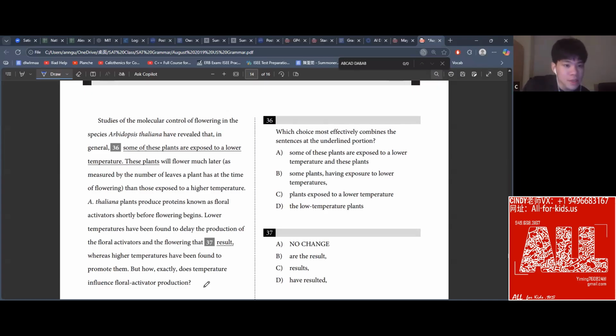combining the sentence. So in general, some of these plants are exposed to a lower temperature, and plants exposed to a lower temperature would flower much later. So this, right? Now, what's the difference between C and D? C says low temperature plants, but the plants themselves are not low temperature, as in it's not like this plant is 2 degrees Celsius and this one is 10 degrees Celsius. No, they're the same plant, but then plant A is in a lower, colder environment. So it's exposed to a lower temperature, whereas plant B is not. The answer is C.